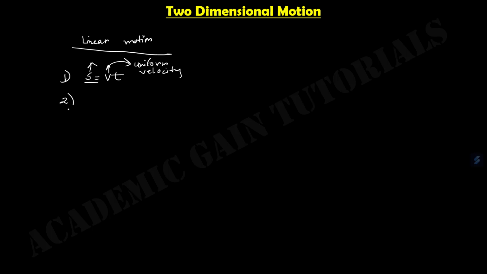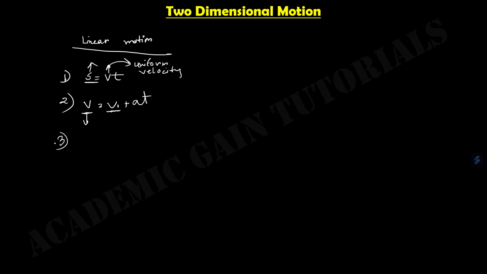The second equation is v equals v naught plus at, where v is the final velocity. If you want to find the final velocity of an object, we have to know its initial velocity. The v naught represents the initial velocity, a is the acceleration, and t is the time. So after t seconds, what will be the velocity of that body? We find it with v equals v naught plus at. This is our second equation.